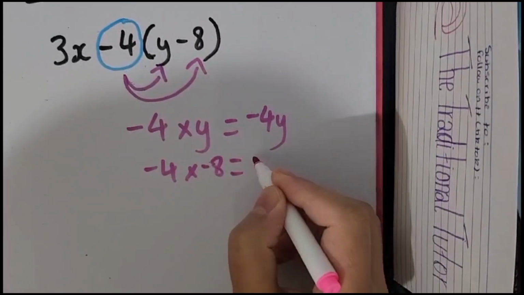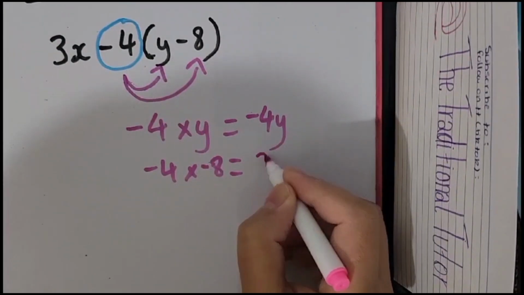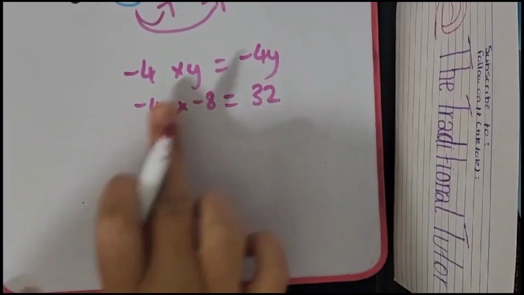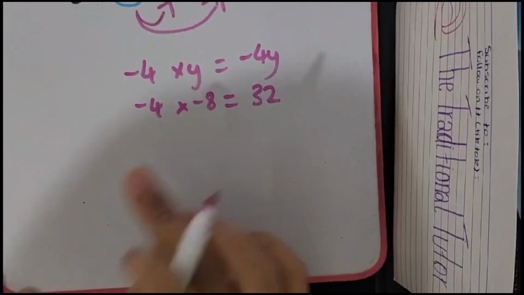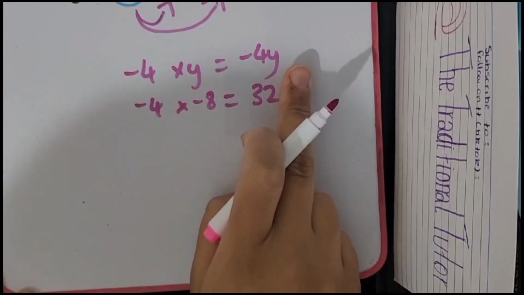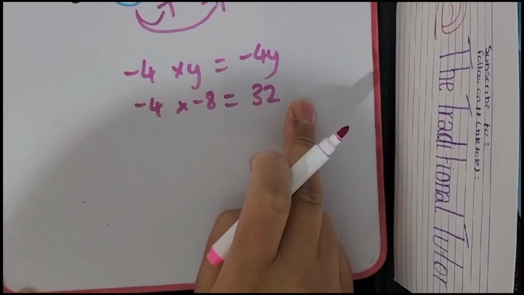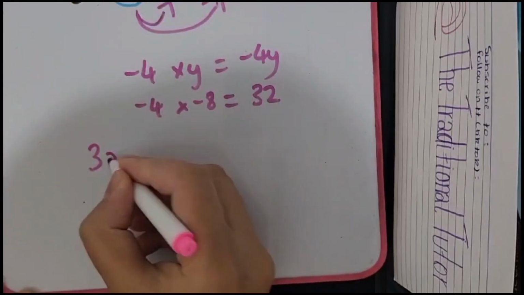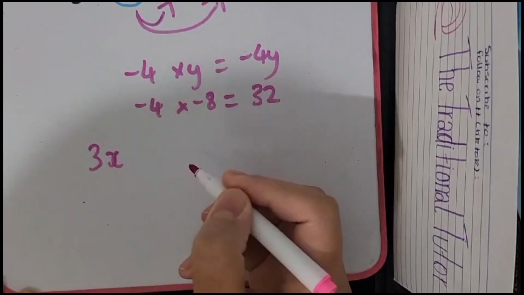So two negatives would give you a positive answer, and the answer would be 32, okay? Now that I've done my expanding, I need to also deal with this 3x on the outside. So I've got as my answers negative 4y and positive 32. But I need to remember to add them onto my 3x, because that's what it's out there for.